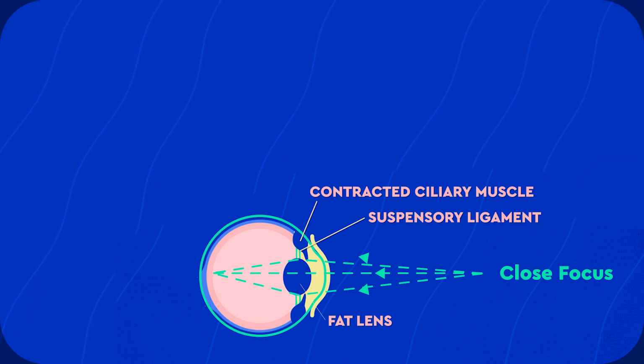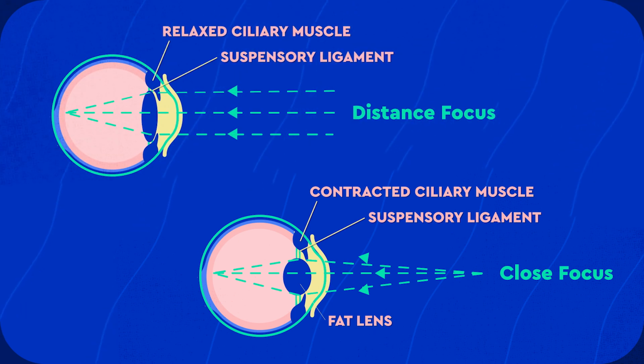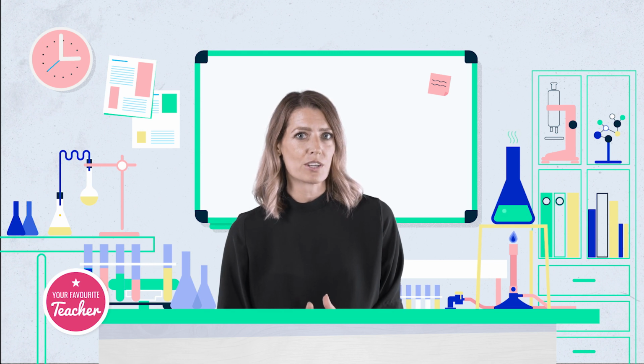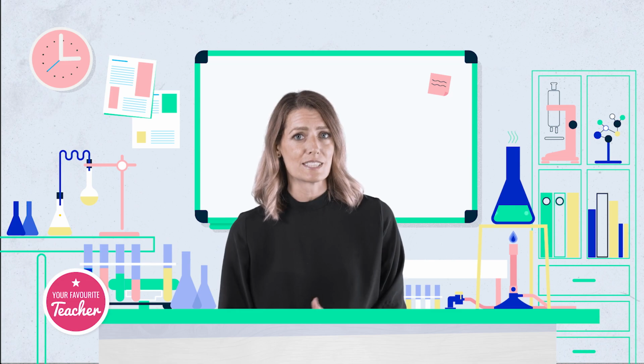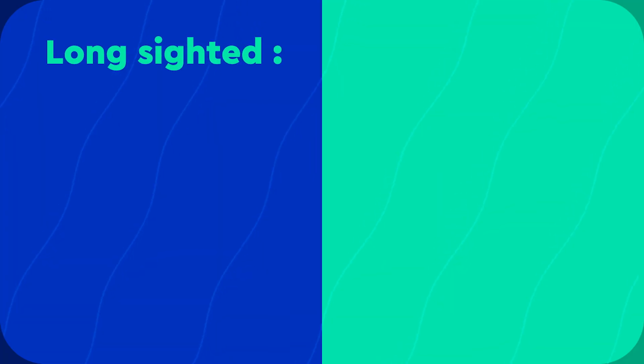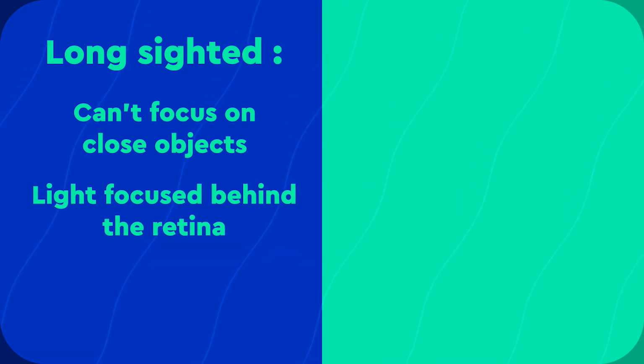To focus on distant objects, the ciliary muscles relax, which pulls the suspensory ligaments tight, making the lens narrower, thin, less curved. This refracts the light by a smaller amount. If the lens cannot refract light by the correct amount, a person would end up as being either short or long-sighted. Long-sighted people are unable to focus on closer objects. This occurs because the lens focuses the light at a point behind the retina.